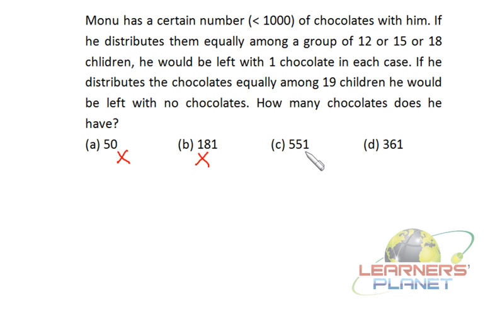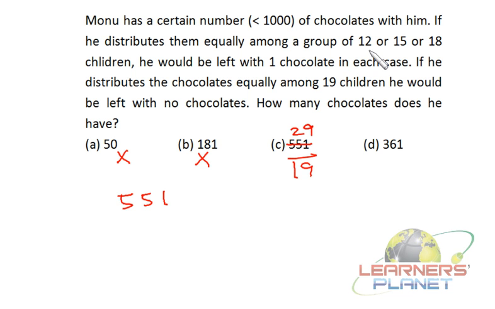Now let's see whether 551 is divisible by 19 or not. Suppose I divide it by 19, I'll be getting 19 2s are 38, then 171, that is 19 9s. So 551 is divisible by 19, so 551 can be the right choice. Now let's see whether it fulfills the other conditions or not.